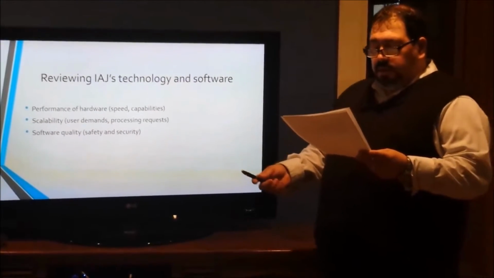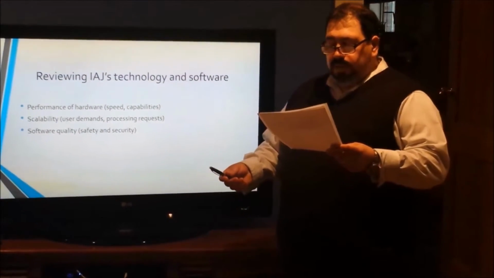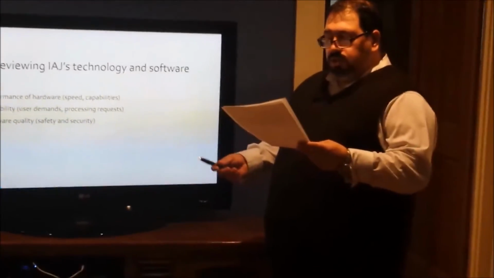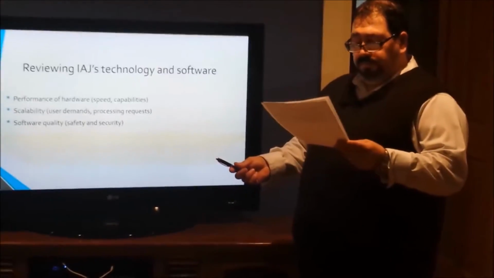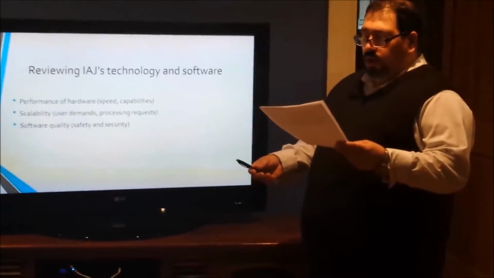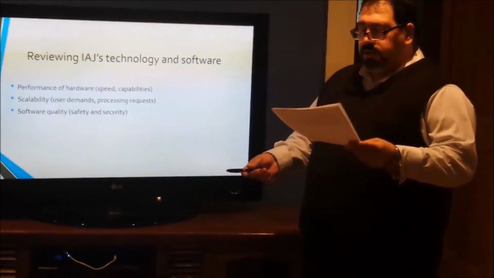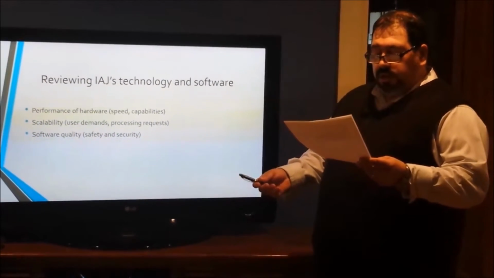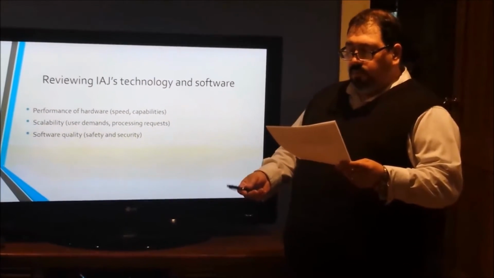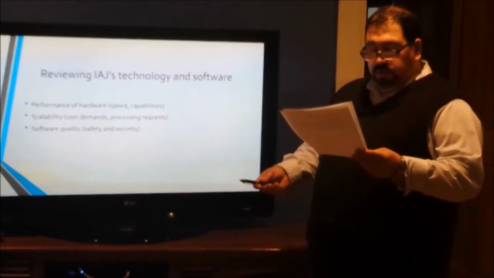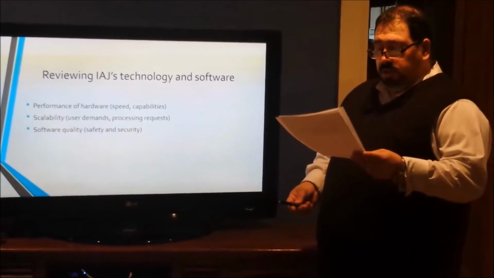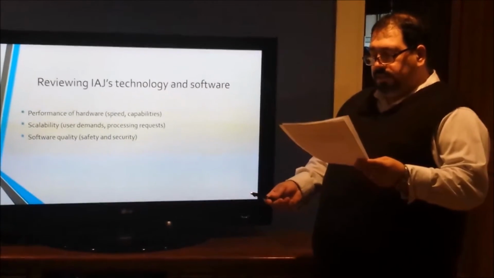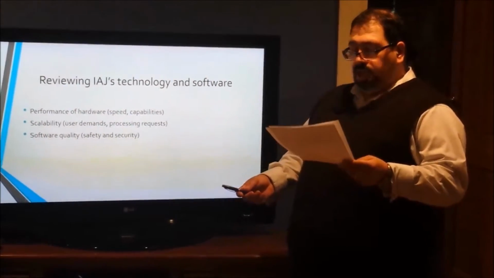Another area is scalability and whether it meets user demands and processing requests. It is also important to assess the quality of the software, like whether it is free of bugs, as well as meeting security requirements, like control procedures for any errors or malfunctions. This requires all stakeholders being involved and kept informed of these updates, as it affects everyone involved in IAJ.